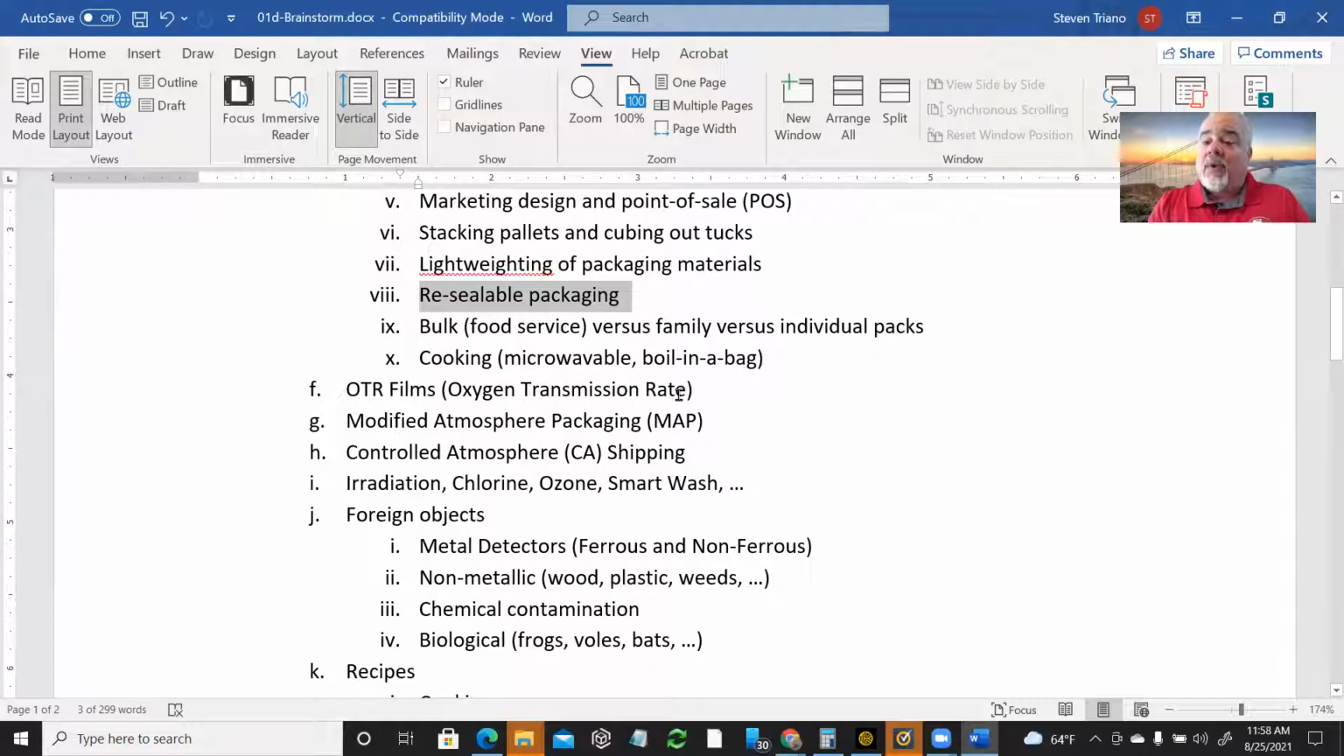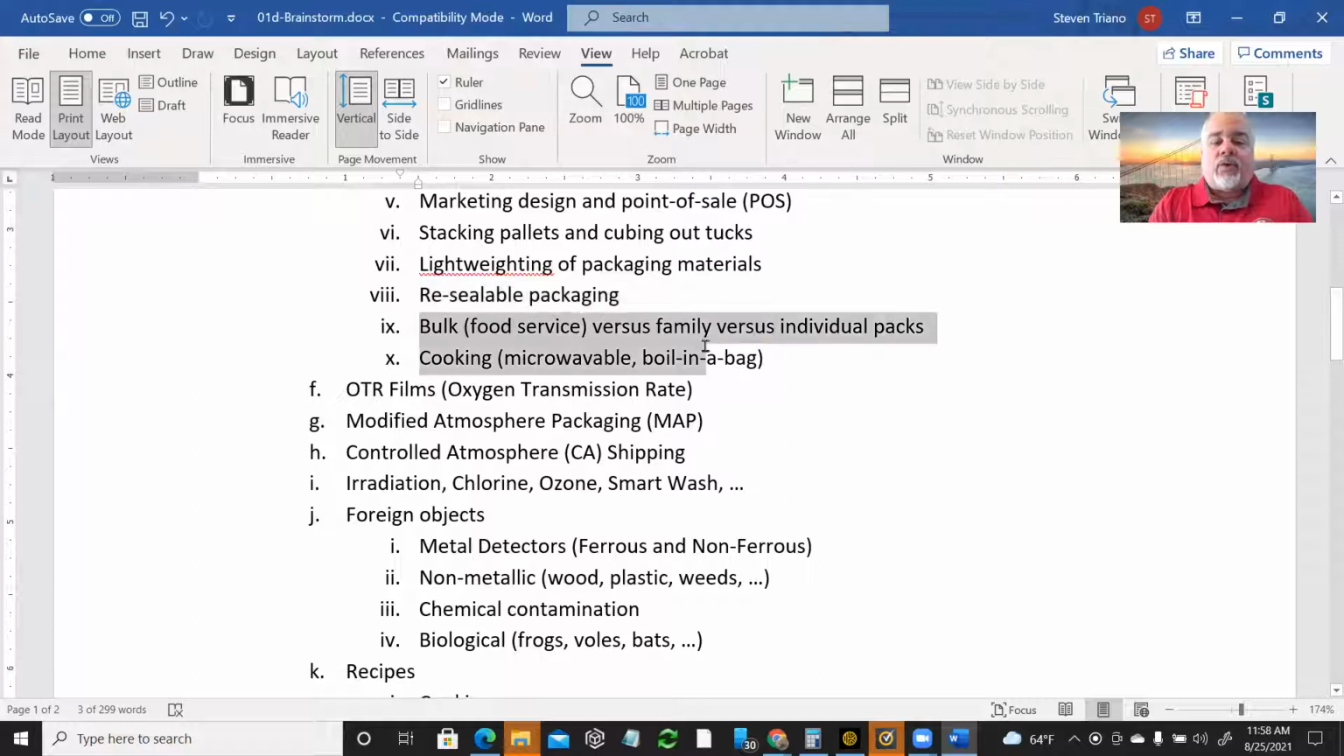Or something like strawberries, where you want to close the clamshell, but you don't want to seal it because too much humidity, too much moisture, if it gets wet inside, that's bad. So you have holes in the container of the strawberries.